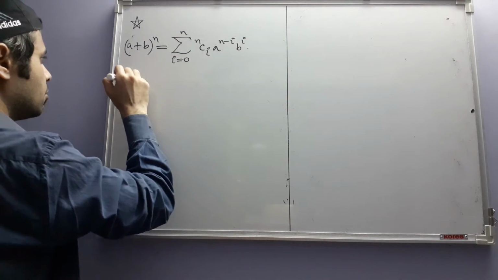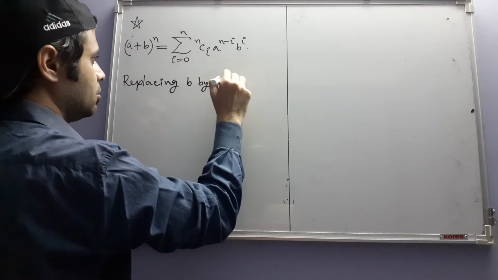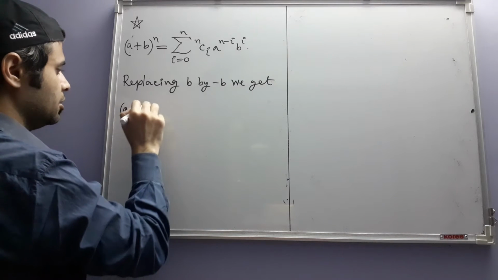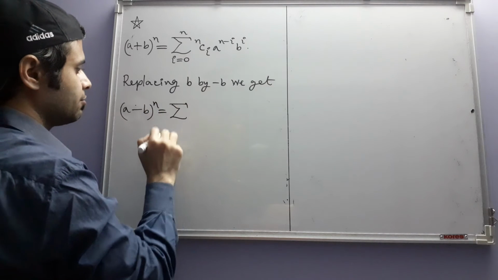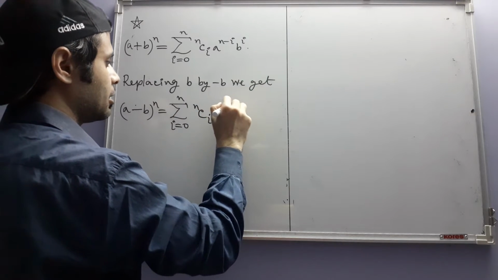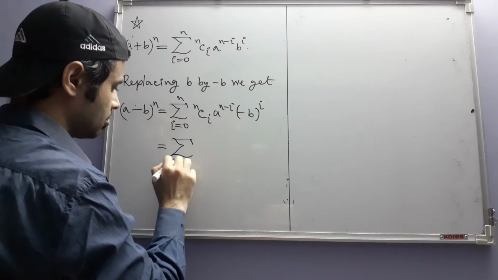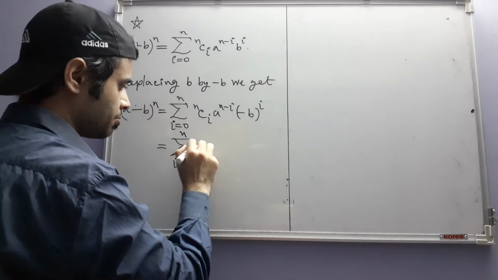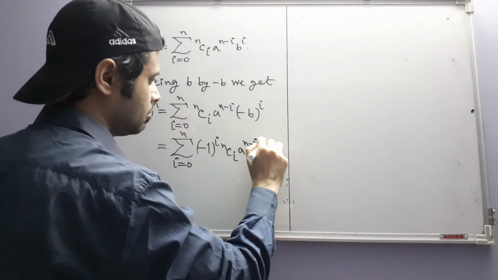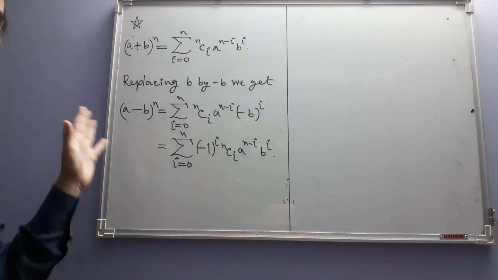For example, replacing b by minus b, we get, in place of b, if we have minus b, then what shall we have? Summation i varies from 0 to n, nCi a to the power n minus i times minus b to the power i, and this can be written as minus 1 to the power i nCi a to the power n minus i b to the power i. Okay, so this is the expansion for (a minus b) whole to the power n.